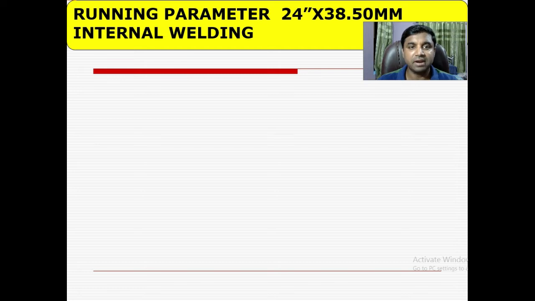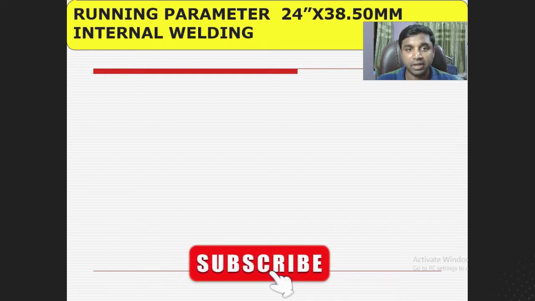Now you see the running parameter for 24 inch by 38.50 mm internal welding. What is the running parameter for this internal welding? Remember, internal welding and external welding for API line pipe go on at the same time to get good quality, sound welding. Otherwise it will be a big problem to get sound quality, and it may become a defect in this welding.